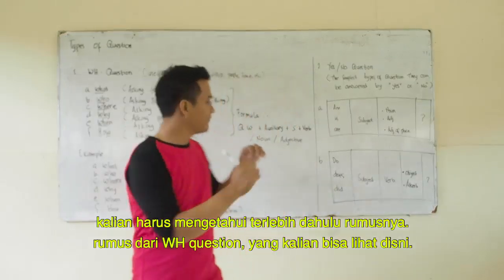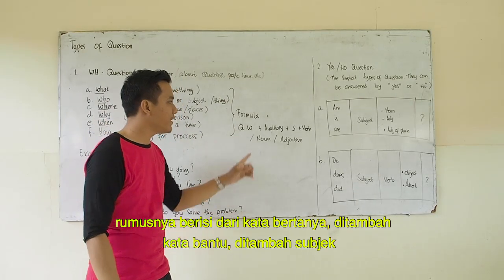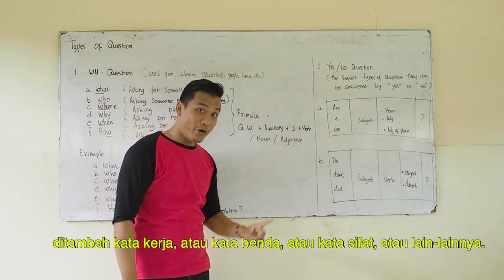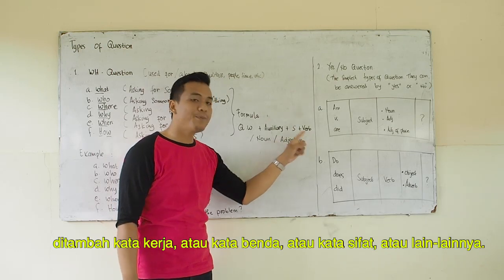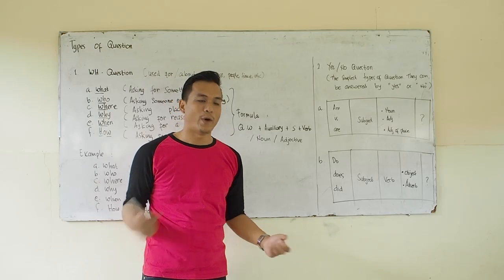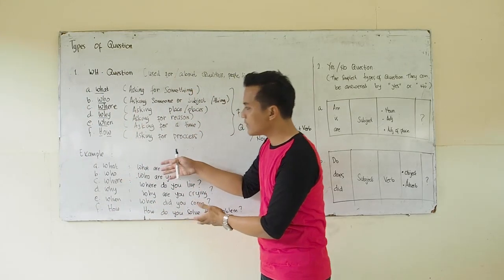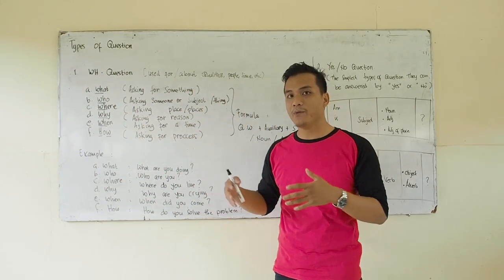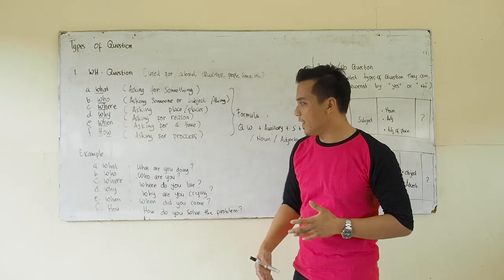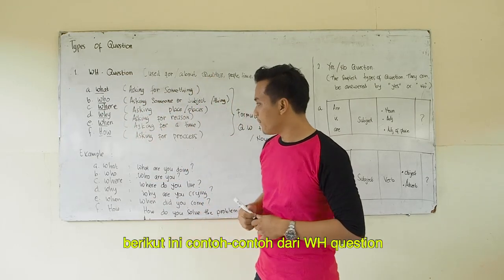You can see here. Ta-da! Okay, the formula consists of question word plus auxiliary plus subject plus verb, or remember, verb or noun or adjective or anything else. Well, here, actually I have already written down the examples so that my video is not too long. Do not take too much time, right? Here are the examples of WH question.